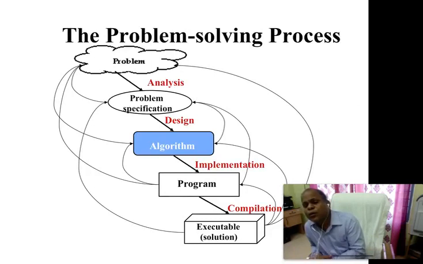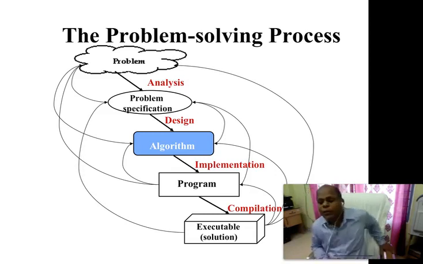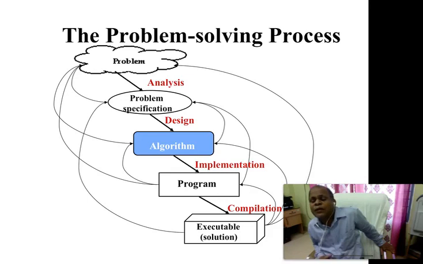Now, any problem that is solved by the computer follows different steps. First, the problem will be given. In the problem, there will be some kind of specification, some statements of the problem: what type of input the problem will take, what output the problem wants, and what are the properties or constraints associated with the problem.